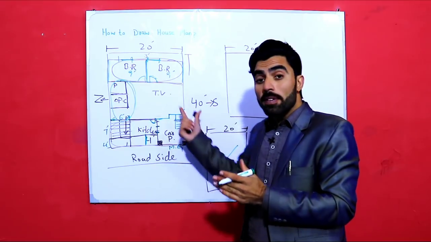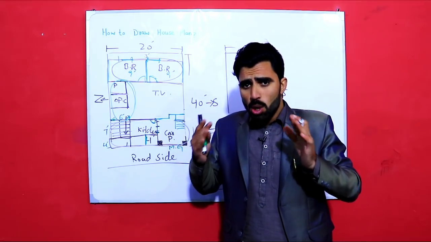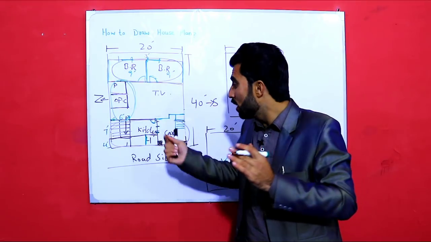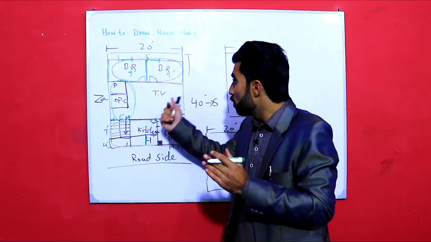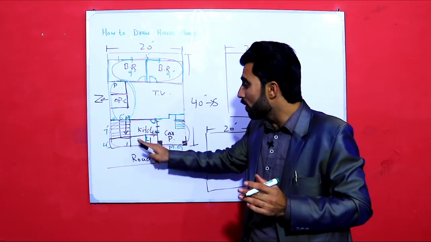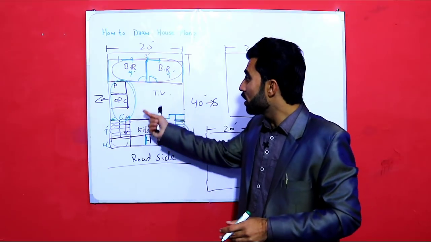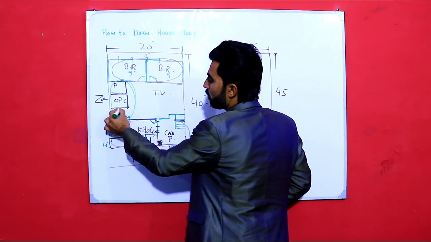So if I don't have any idea, how can I get started in AutoCAD? I don't have an idea where the staircase should be, where the kitchen should be, where the car parking should be, where the TV lounge should be. Where should be the bedroom, the other bedroom, free space, here free space, general bath, ventilation, also open to sky, you can see.